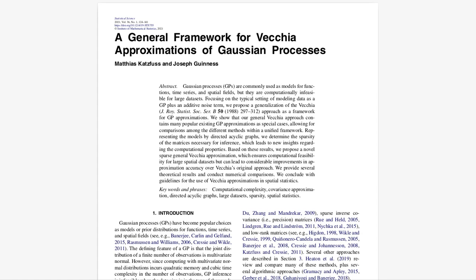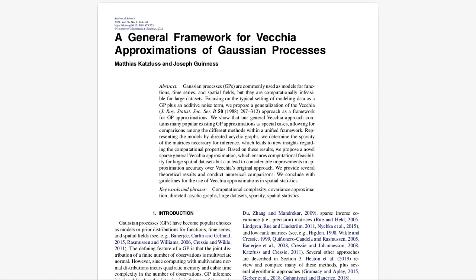Conditioning is about choosing specific data points to be reference points for your predictions. Think of it like selecting a few key pieces from different sections of your puzzle to guide your assembly. Gotcha. Katzfuss and Guinness suggest several approaches for conditioning, including focusing on the nearest neighbors of the data point that you're trying to predict. So it's all about making these smart choices to simplify the complex calculations without sacrificing accuracy.